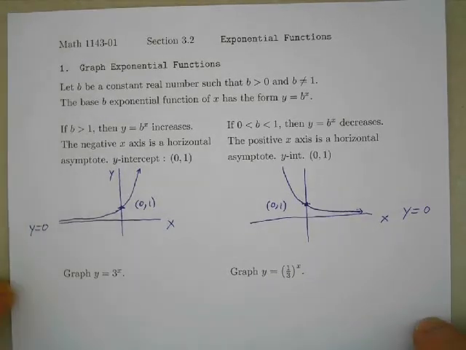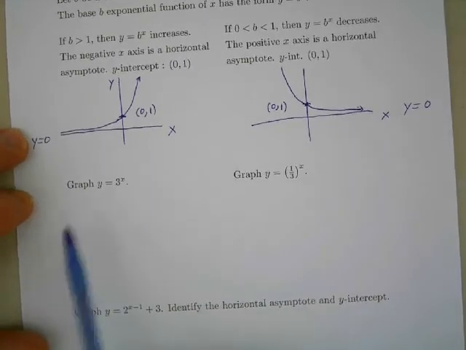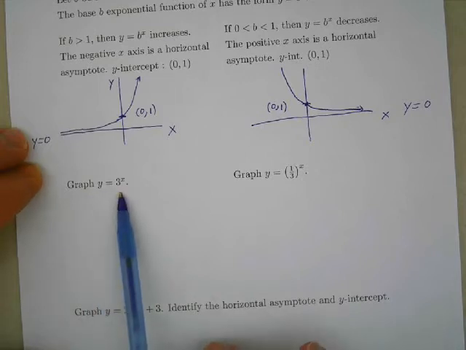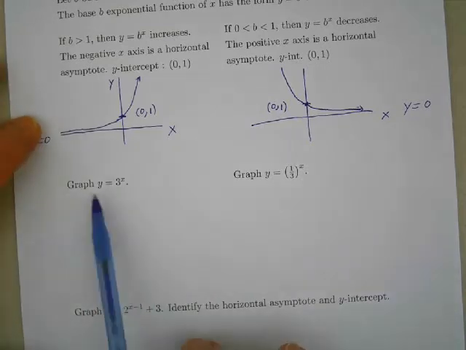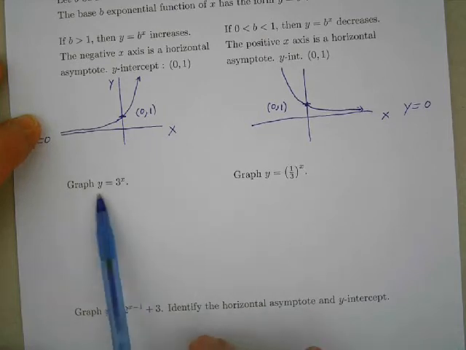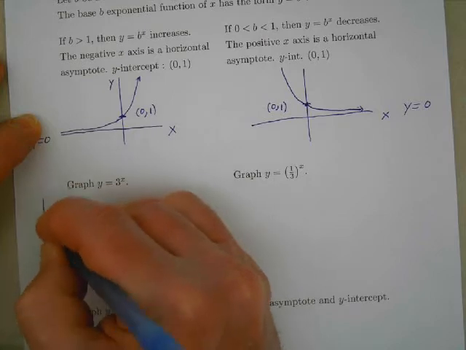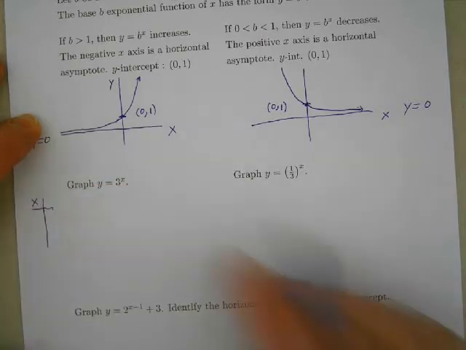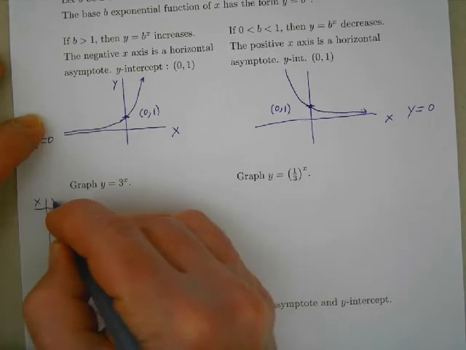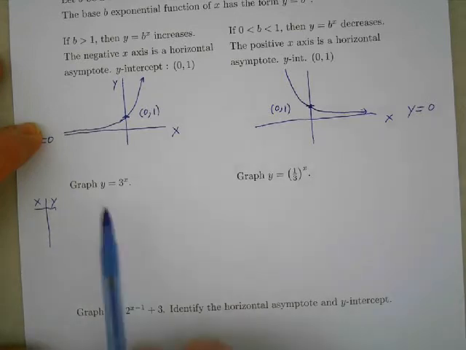Okay, we'll graph a couple of exponential functions. First, on the left, we'll sketch a graph of y equals 3 to the x. Remember that every time you're given a formula for a function, it's a way that you can determine what the ordered pairs are on the graph. So if we just pick a few x values and use this formula to find the corresponding y values, then we can plot those points and sketch a graph.